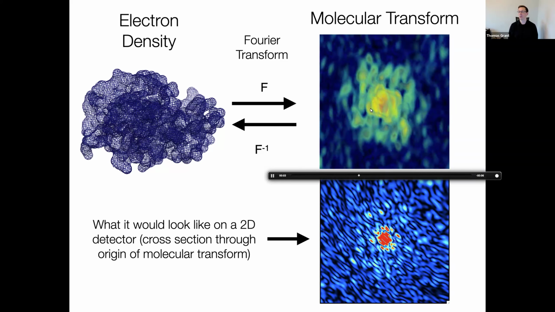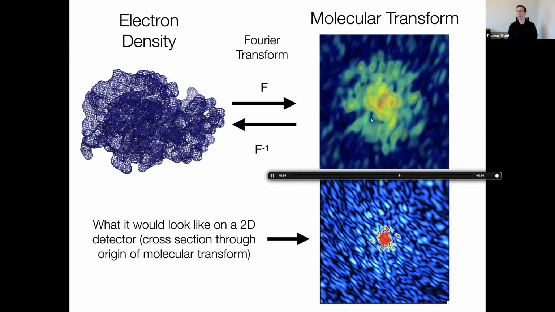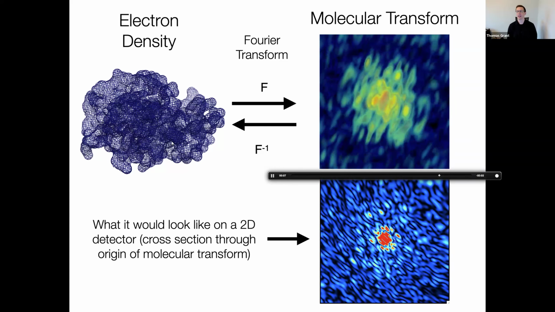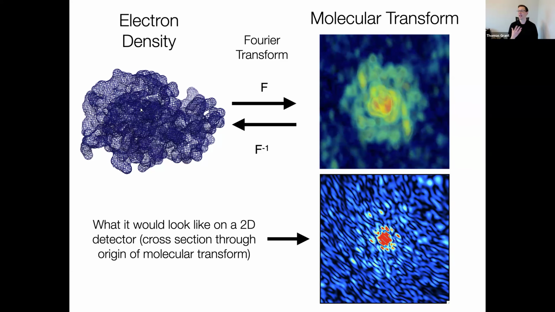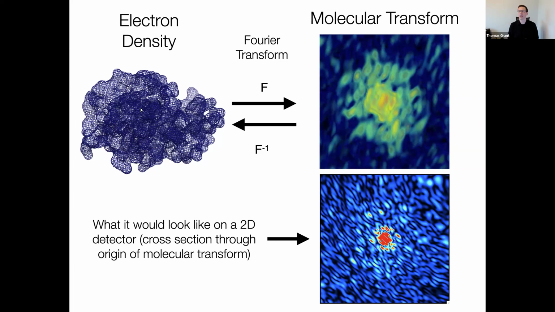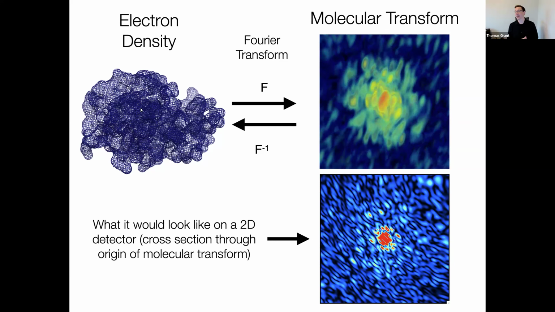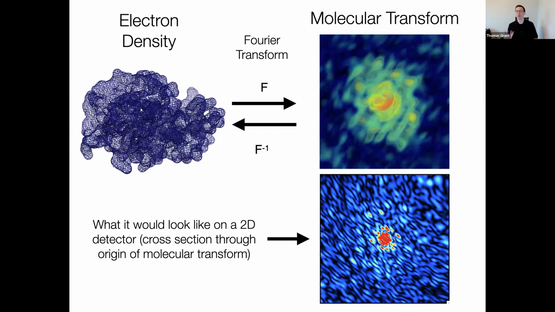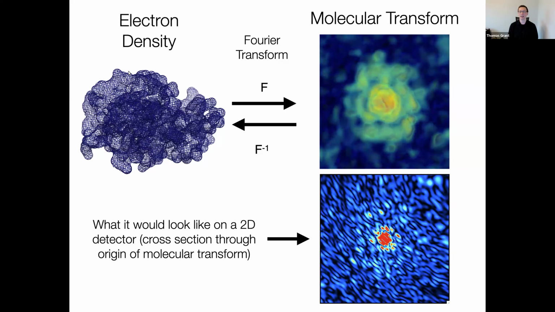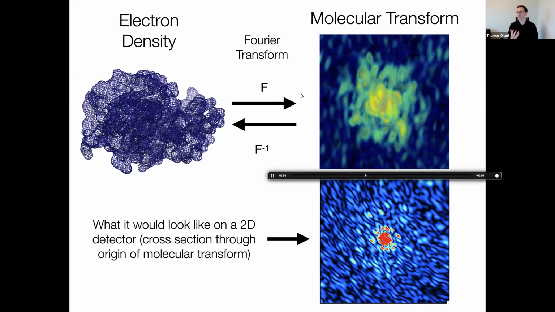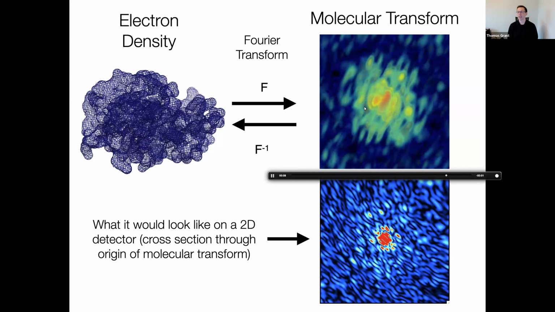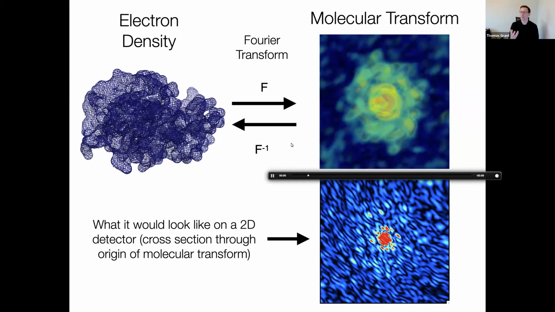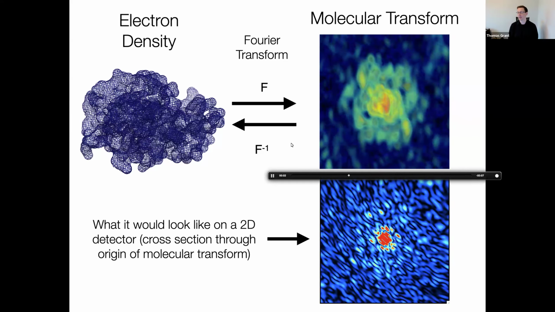And if we knew every one of these amplitudes and phases, we could calculate an inverse Fourier transform and get back at the electron density function of the particle. And that tells us a lot of information about the structure of the particle, and we can do things like design drugs and biology with that information. So it's very useful practically for us to get information about the structure of proteins and RNA and other biological macromolecules.